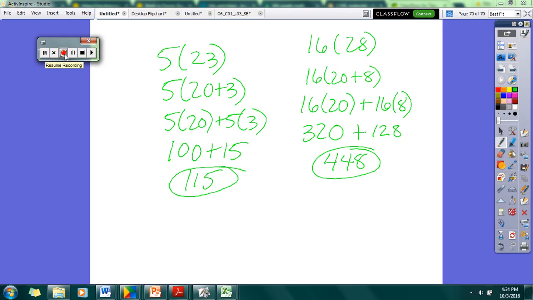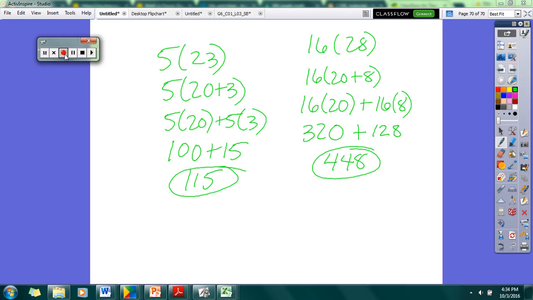Okay, here are the answers to the 2 problems that you tried. 5 times 23, I broke up the 23 into 20 and 3, factored the 5 to the 20 plus 5 to the 3. 5 times 20 is 100, and 5 times 3 is 15. Add them together, you should get a final answer of 115.